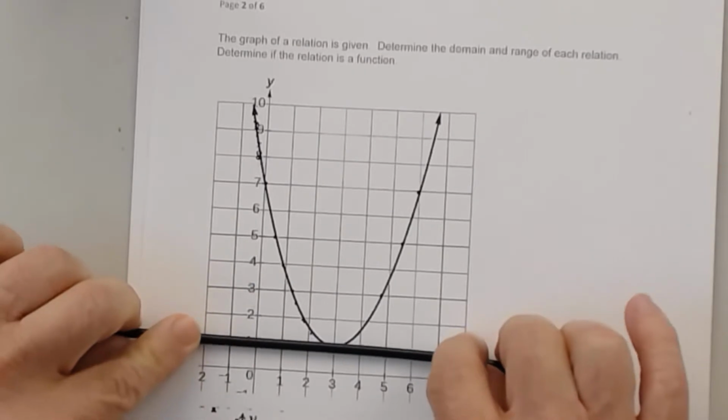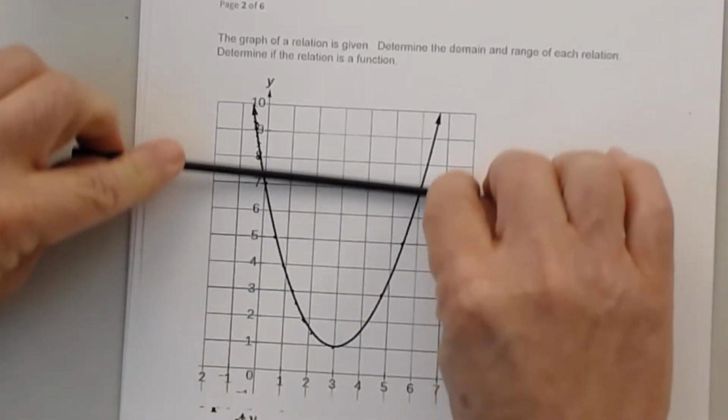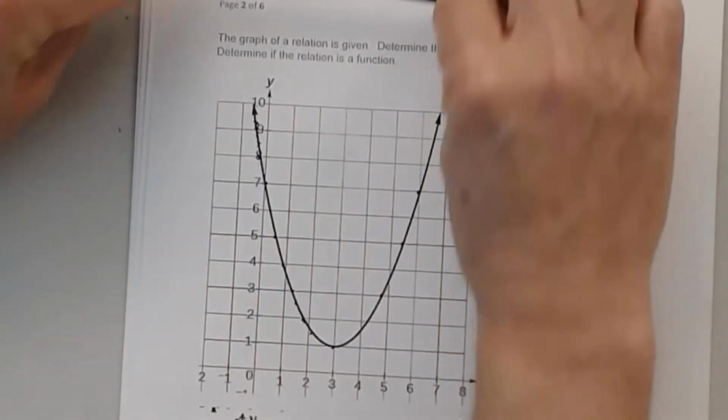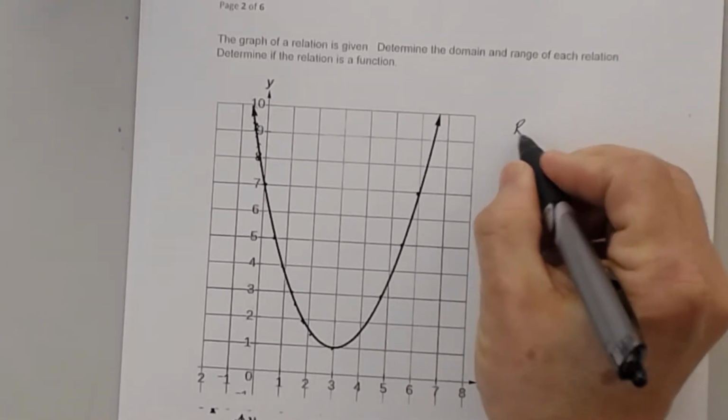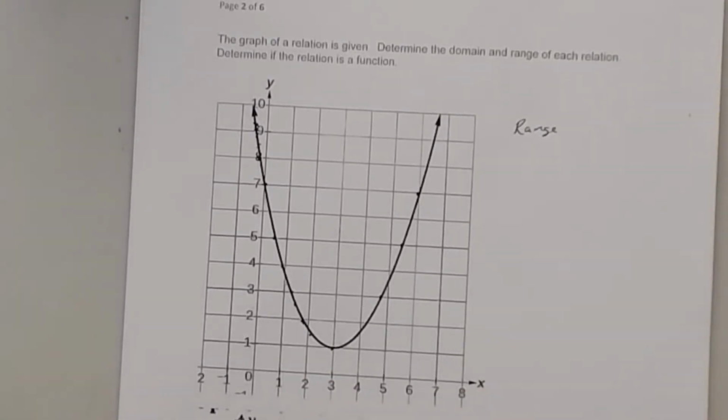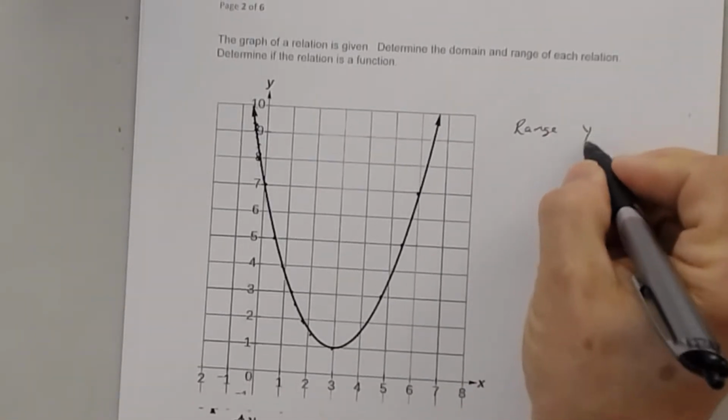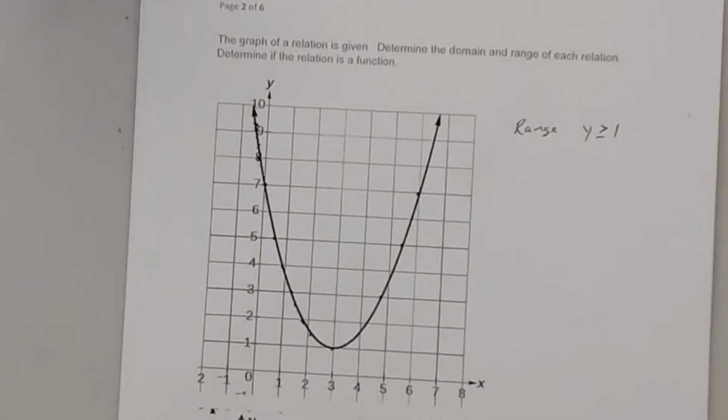So my smallest Y value is 1. My largest Y value keeps on getting bigger and bigger and bigger, because the arrows keep on going. All right, so keeping that in mind, remember the range is a set of which coordinates? Y. We just said that my smallest Y coordinate is what number? 1. That means all my Y coordinates have to be bigger than or equal to 1. So Y is greater than or equal to 1. That's my range as an inequality.